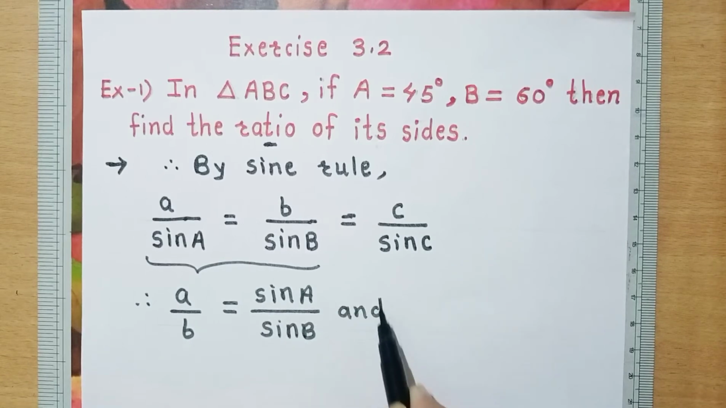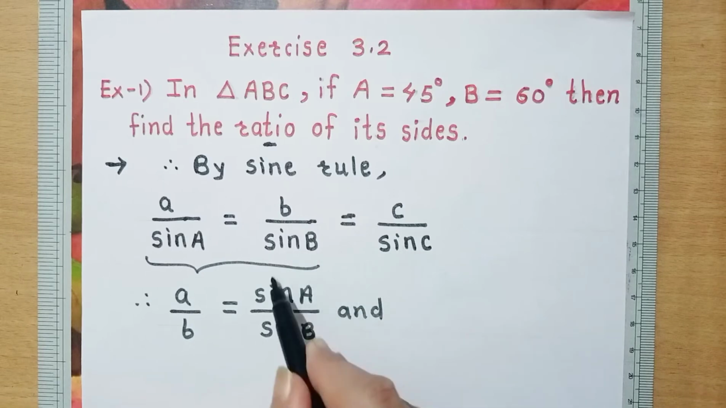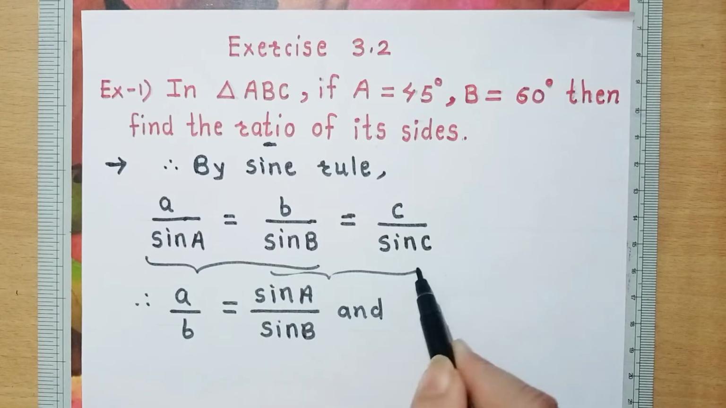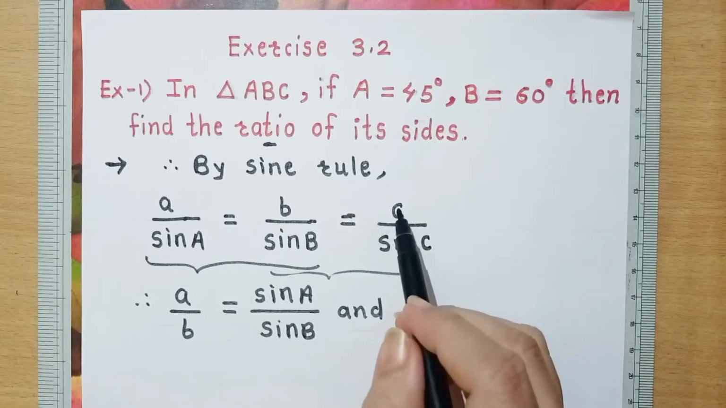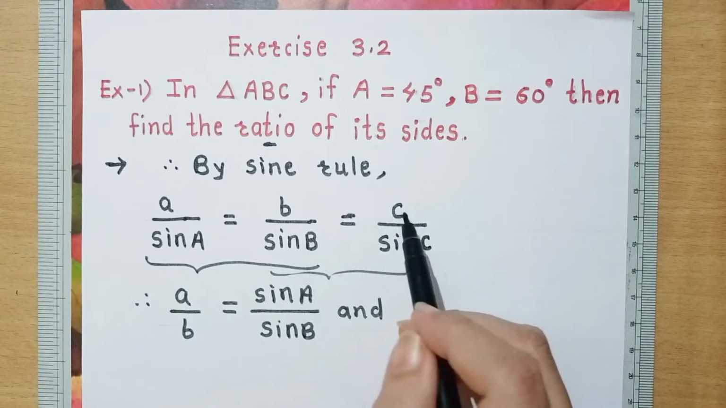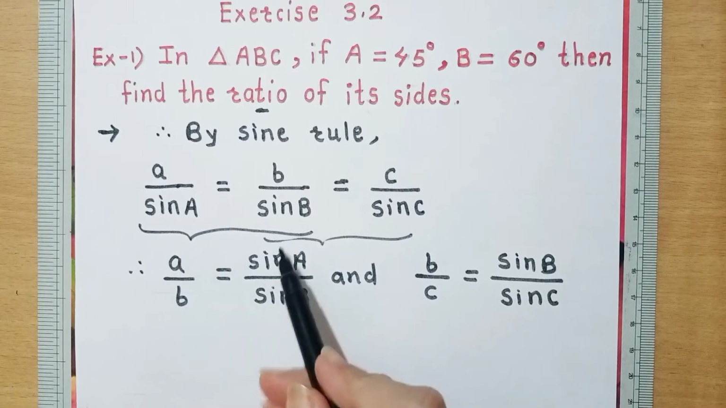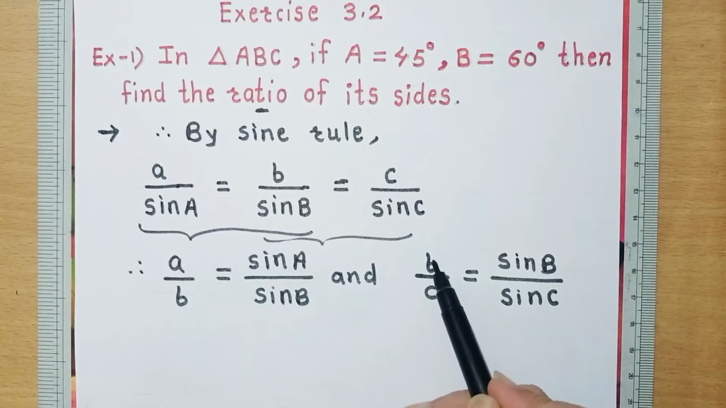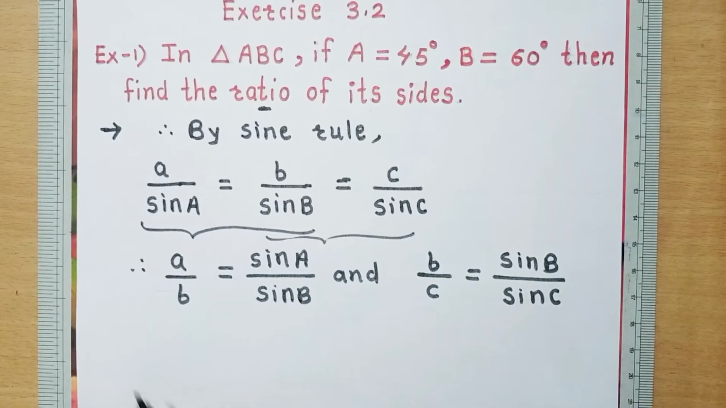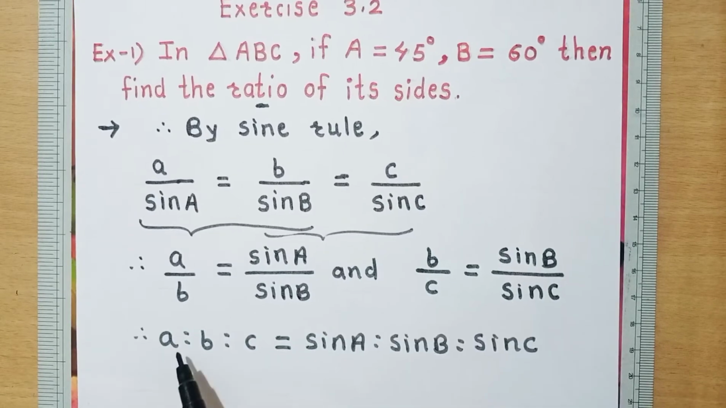And now we will consider second and third ratio. That means these two ratios. And so again we move this c here and sine B there. Now look, a upon b is equal to this ratio, and again b upon c equal to this, and therefore a is to b is to c equal to sine A is to sine B is to sine C. We can find the ratio of sides by using these three angles.